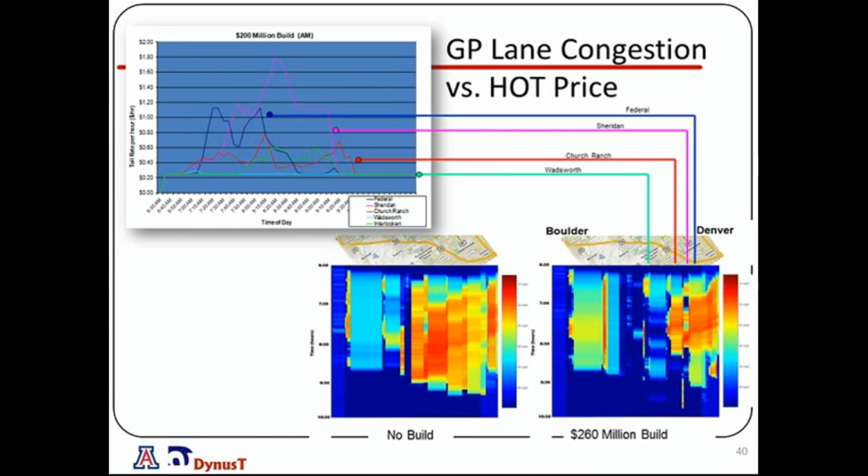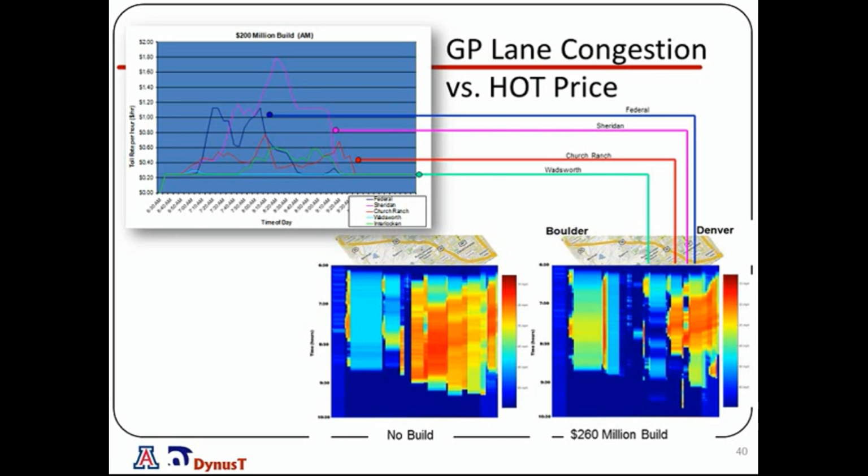This graph in the top left of this slide shows the fairly unique capability of Dynasty to display the price of the lane at various times. The x-axis is the time, and the y-axis is the toll rate, and as you can see, the toll rate fluctuates systematically throughout the day. Let's take the Sheridan location as an example. The price starts at a minimum of 25 cents and gradually increases, peaking at somewhere around 8:30 where it begins decreasing.